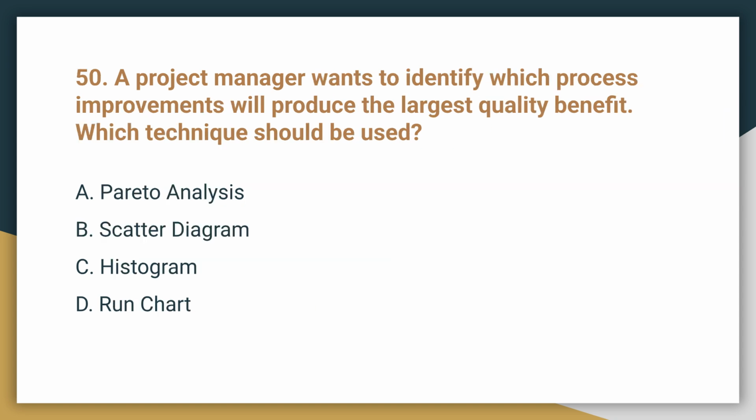Question 50. A project manager wants to identify which process improvements will produce the largest quality benefit. Which technique should be used? The correct technique is A. Pareto analysis. This method identifies the vital few improvements that yield the largest impact on quality, following the 80-20 rule.